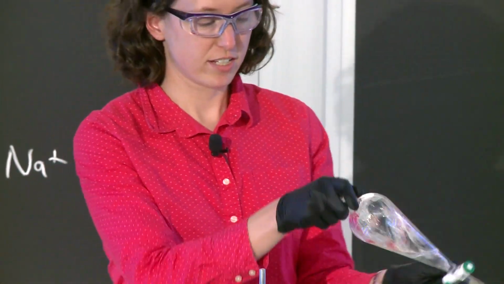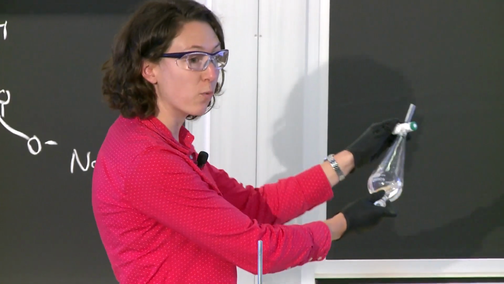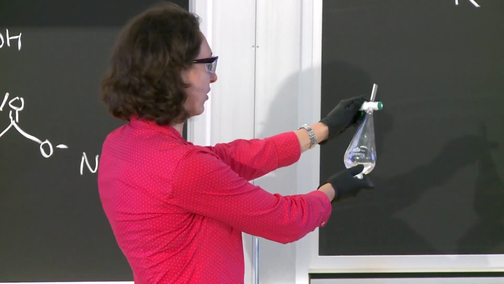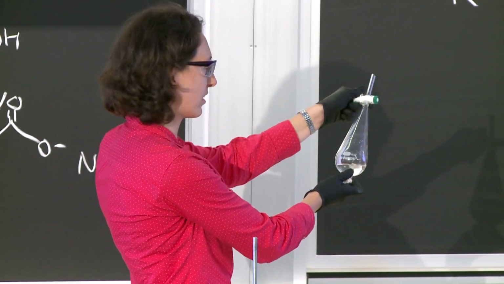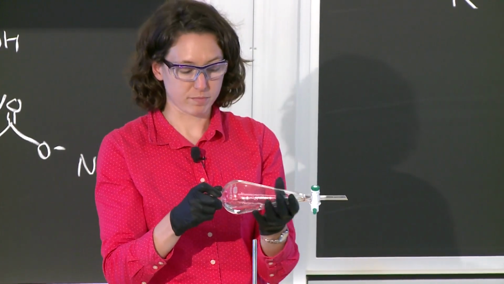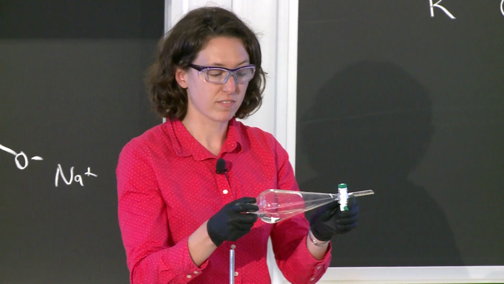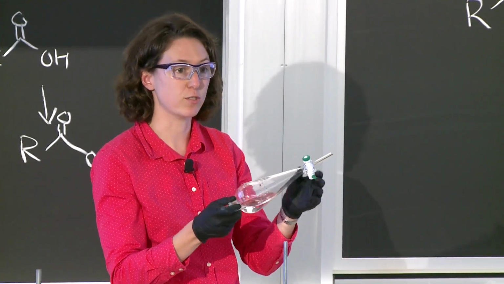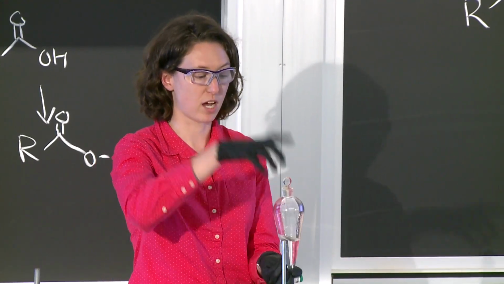And then you're going to shake it like so. Then you will point it away from any humans and into your hood, and you will open the vent. When you are shaking things that are really volatile, like organic solvents, they'll build up pressure in here, and so you don't want anything to explode. You don't want this top to come flying off.